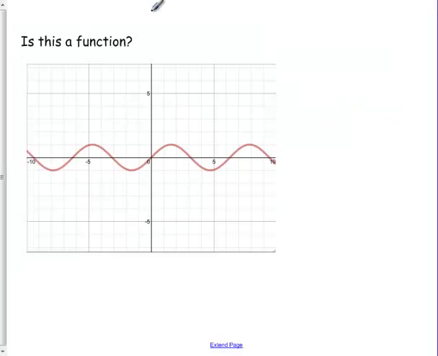All right, is this a function? Yep. No matter where I put my green line, it only crosses once. And in fact, this is called a sine wave function. We're going to do that later on, around February.